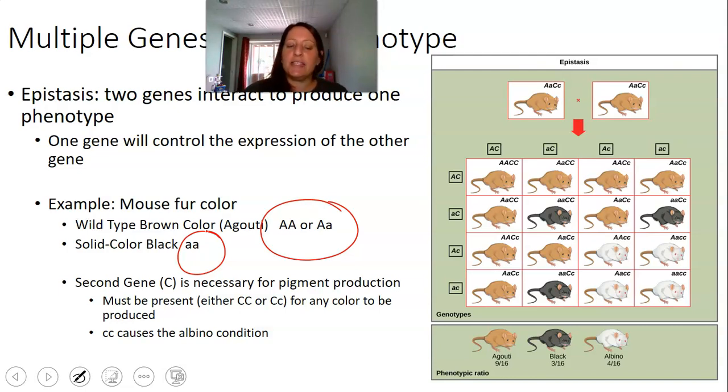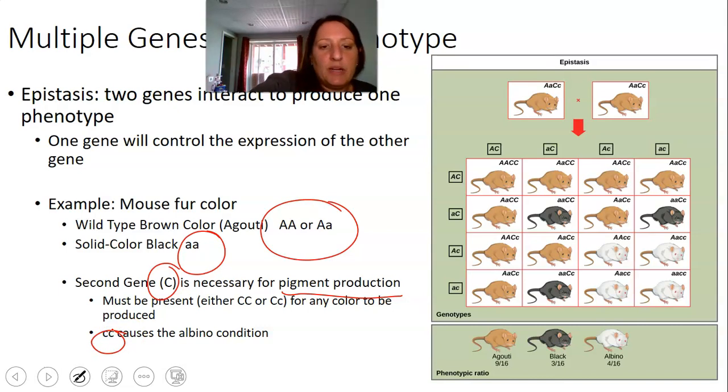However, there is a second gene that controls the expression of the A gene, and it's called the C gene. In this case, the capital, the dominant, so the big C, is required for pigment production. So now this is not inhibition like you're going to see in lab. Instead, this is required in order to have pigment. So there has to be a big C allele present to get black or brown. If it's little c, the mice will be white.